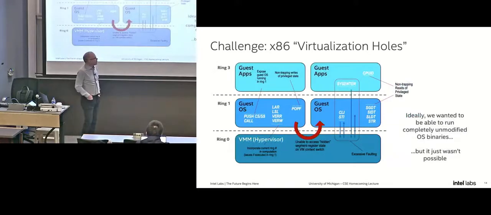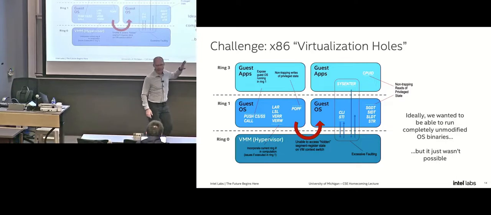But it turns out that that just simply doesn't work. And this is a really technical diagram. I'm not going to go into the details of it, but I just want to give you a flavor of it. Basically, it's saying that if we run the hypervisor in ring 0 and the guest OS in ring 1, there's all kinds of problems, like instructions that incorporate the ring number in their computation start to break.